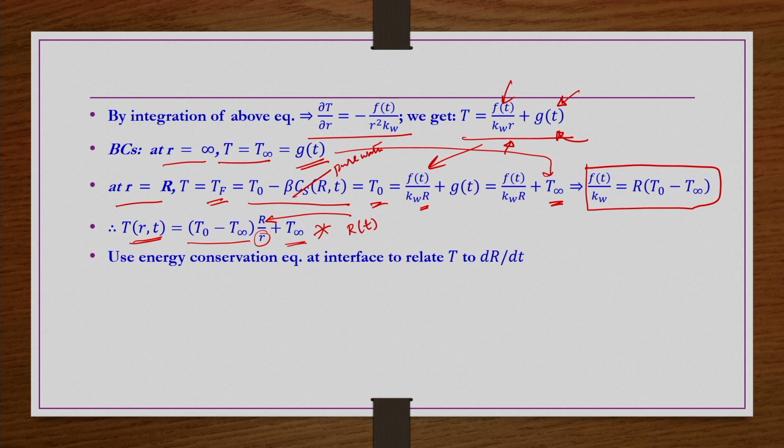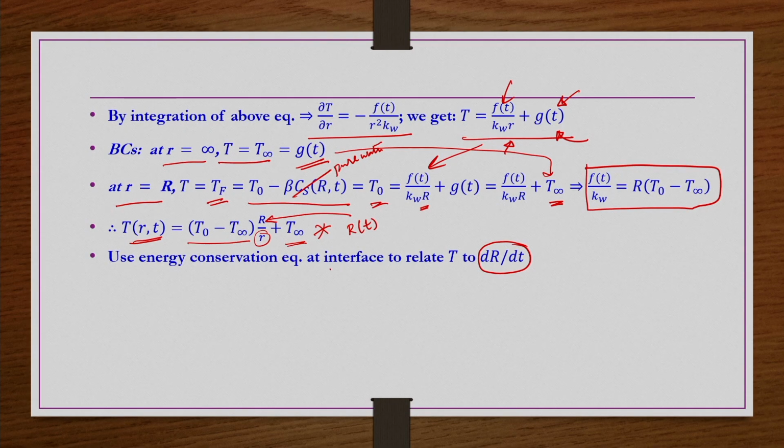Now, use the energy conservation equation at the interface to relate T to dR by dt. Actually, our purpose in question B is not to get the temperature profile, but to get a relation for dR by dt, and then that relation should be related to T. What we have done now is relate T to capital R, but we have to relate T to dR by dt. That is the reason we are writing the energy conservation equation at the interface.